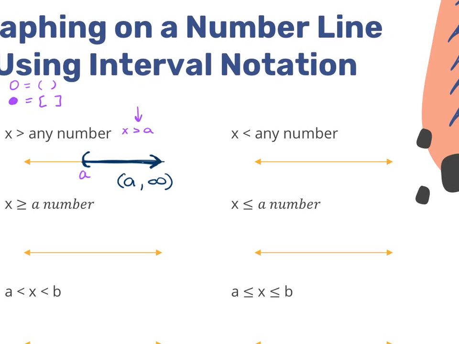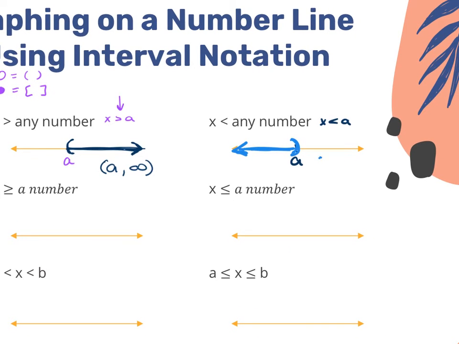So if it's less than a number, let's say x is less than a, I put a on my number line. Less than would be a parentheses pointing left. Less than, left. Okay? And the way we write that in interval notation is negative infinity, comma, a, with a parentheses on the a. So now we're saying go as small as you can go, which is negative infinity, up until that number, but don't include that number.